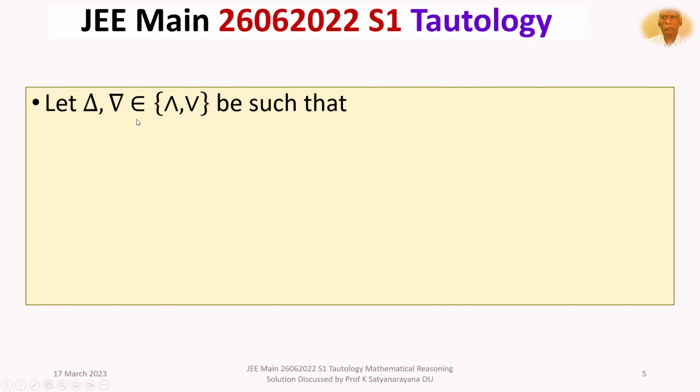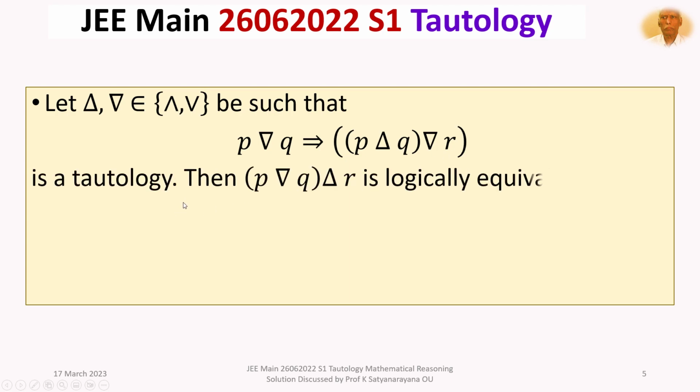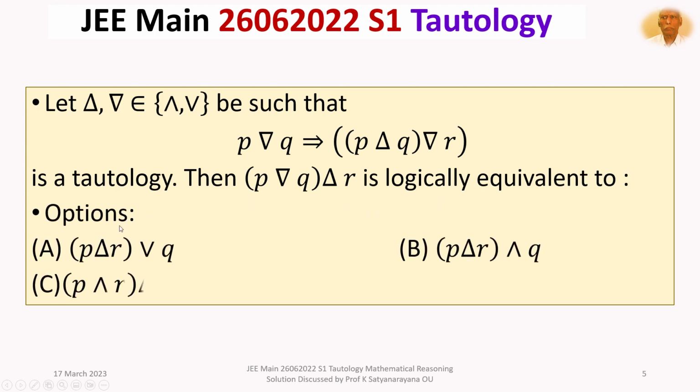The given question is, let delta, del belong to the logical connectives and R be such that P del Q implies in brackets P delta Q delta R is a tautology. Then P del Q delta R is logically equivalent to, we are given four options.